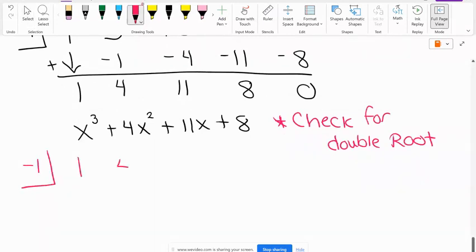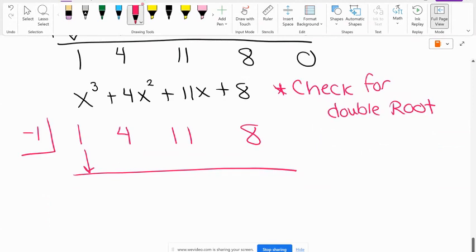So now we have 1, 4, 11, 8. 1 times negative 1 is negative 1. 4 minus 1 is 3. 3 times negative 1 is negative 3. 11 minus 3 is 8. 8 times negative 1 is negative 8. Did it work? Yeah, so that means there was a double root at x equals negative 1.